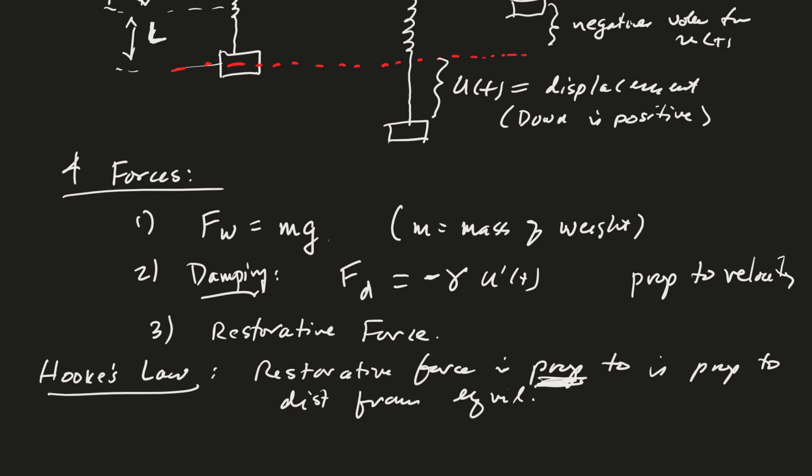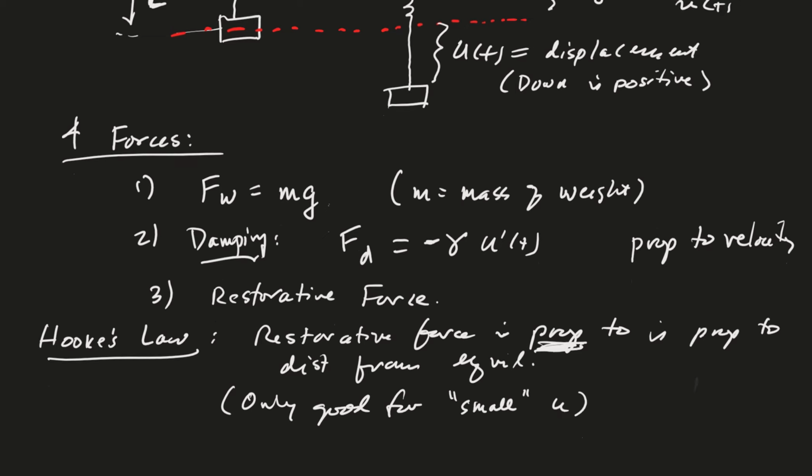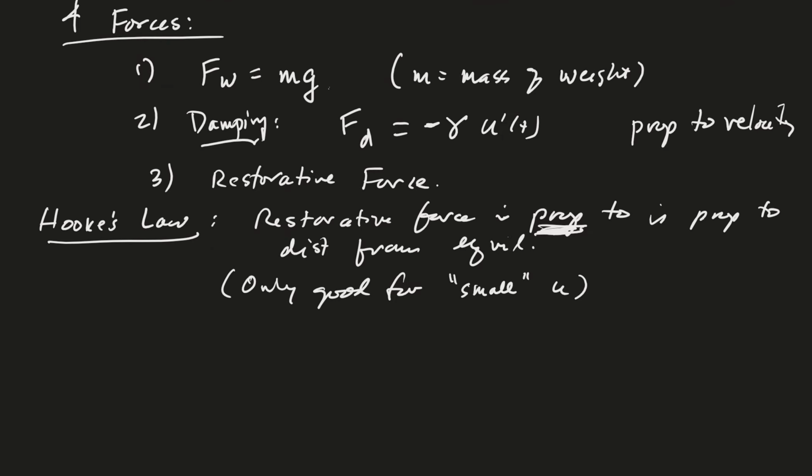We should say that this is only good for small distances, because it is possible to mess up a spring. Have you ever stretched a spring beyond its ability to restore itself? So this is only good, really, for small "u", and that's one of our assumptions. Okay, good. So I think we need a mathematical statement for that.